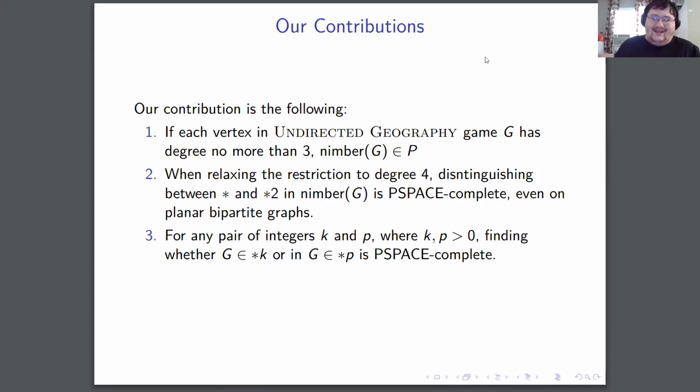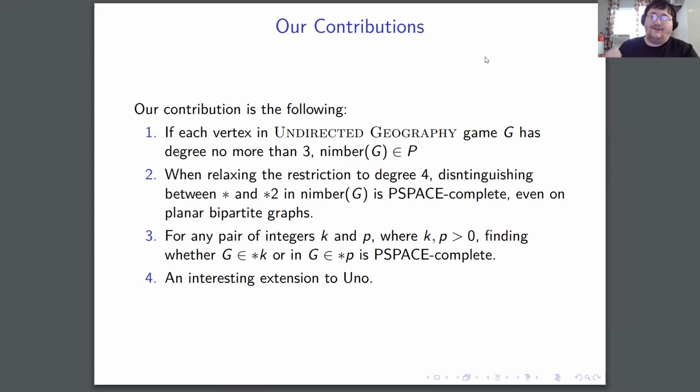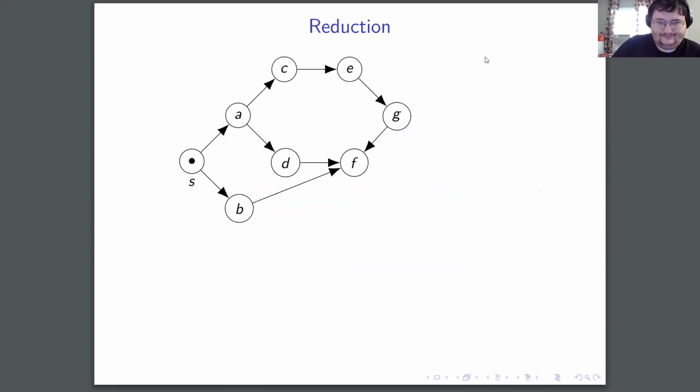But actually, we can extend this to any pair of numbers: between any pair of numbers is actually PSPACE-complete. However, this requires obviously more knowledge about how numbers work, but it also involves some really more gross technical stuff. So this is not being included either. You can see that in the paper. And there's also an interesting extension to UNO, which I'll briefly talk about at a high level at the end of the talk. Okay, great.